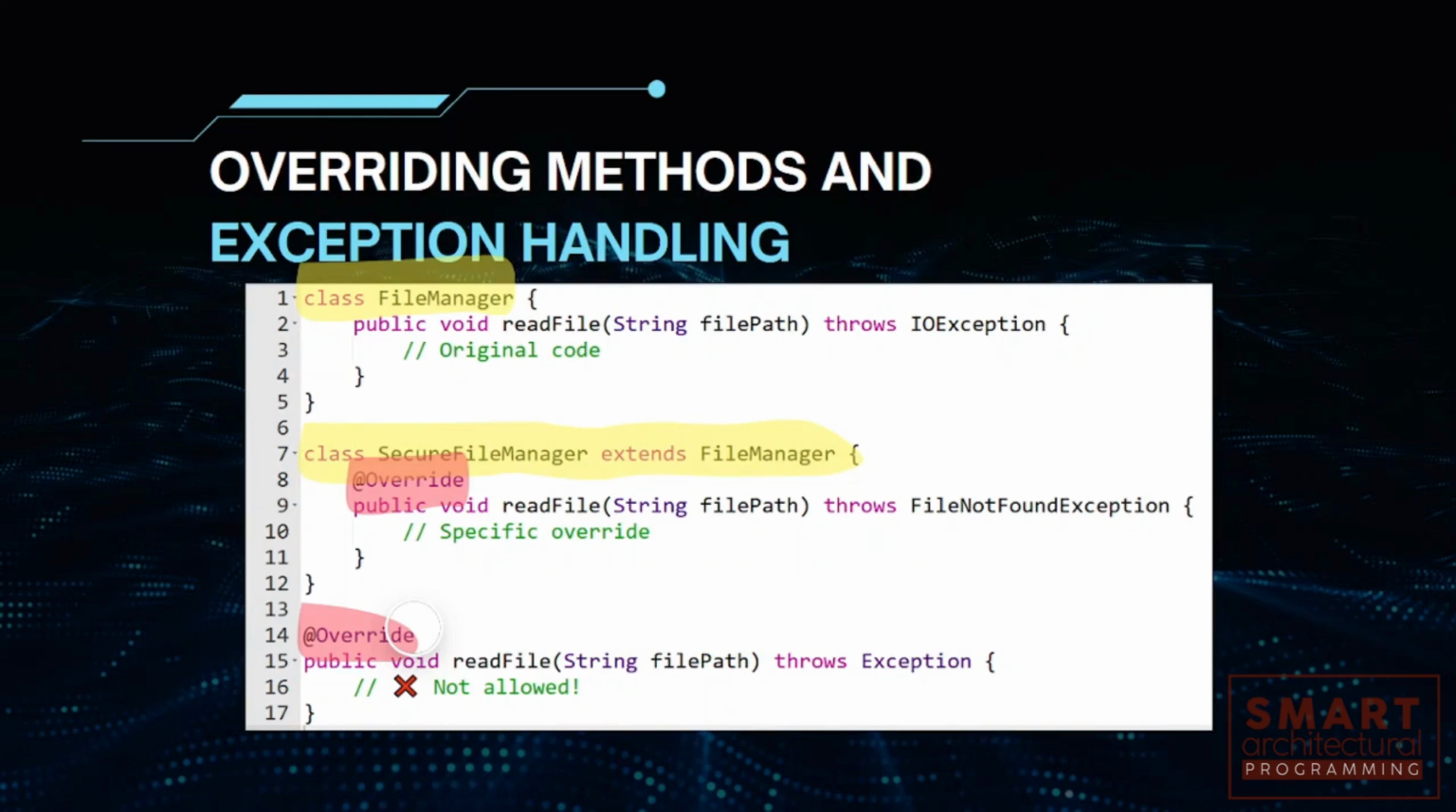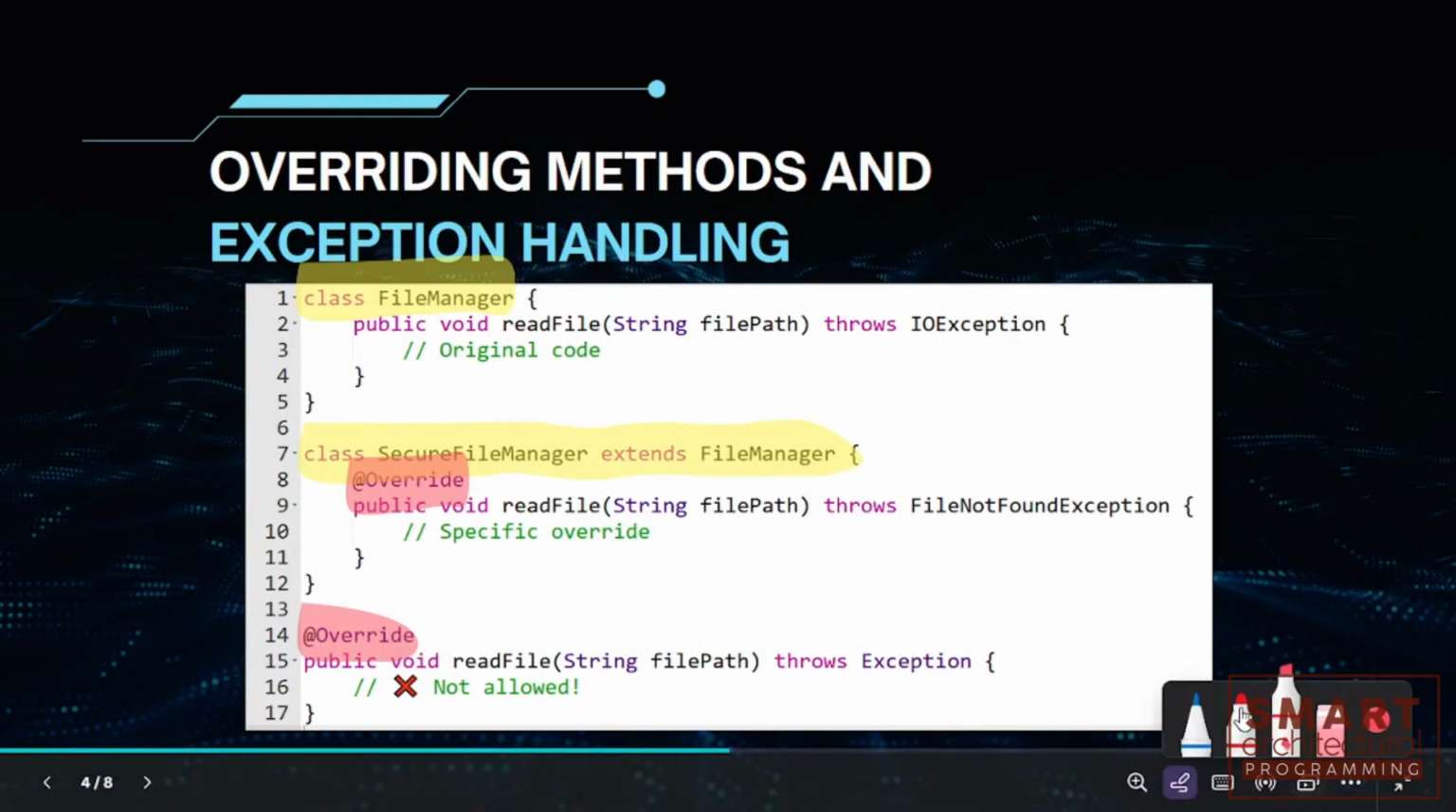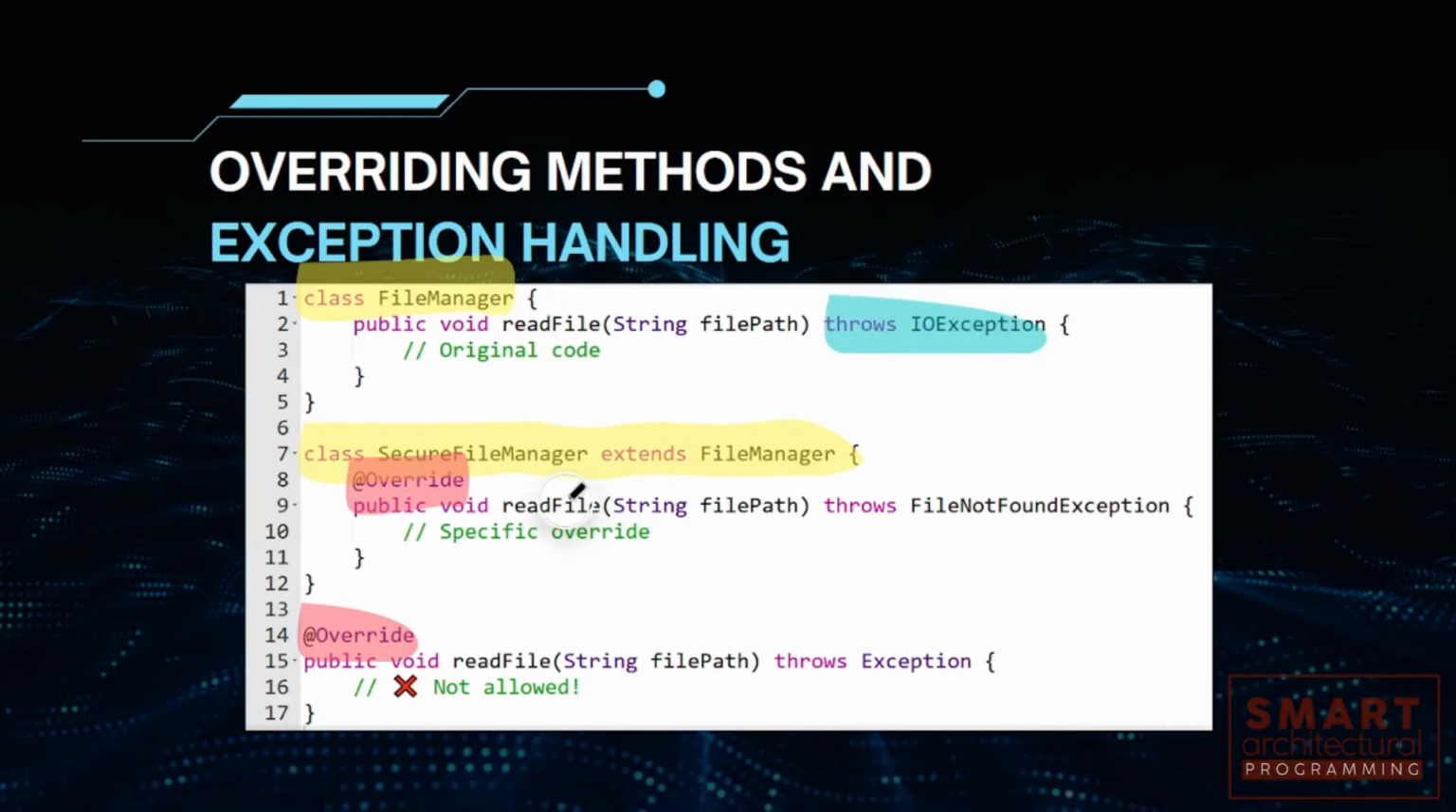If you'll notice here, let me highlight that with a different color now. This method readFile throws an IOException, while the same readFile throws a FileNotFoundException in the subclass. What does this mean? Let me explain it again. This is valid because FileNotFoundException is a subclass of IOException. The overridden method is allowed to throw fewer or more specific exceptions. So we've made it more specific here, right? But you can't throw broader or new checked exceptions.